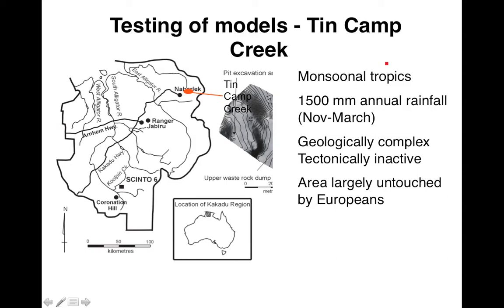It is a monsoonal climate in the tropics. It has 1,500 mm of annual rainfall, most of which falls between November and March. And it's also geologically complex and tectonically inactive. So that means there's no uplift. The bedrock is not moving up or down or sideways. It's staying fairly uniform, at least over the time period that they're interested in.